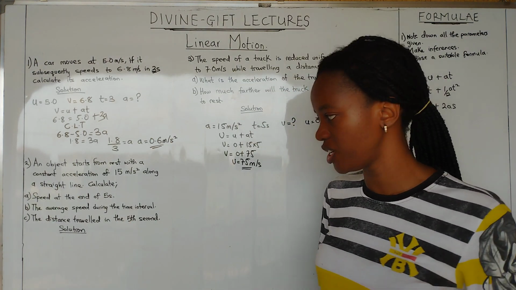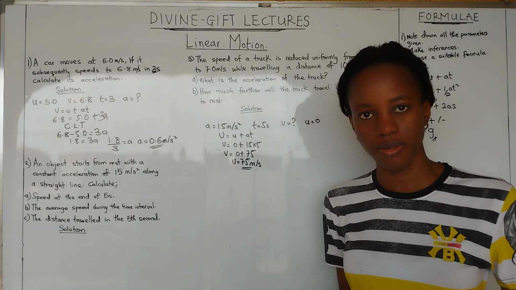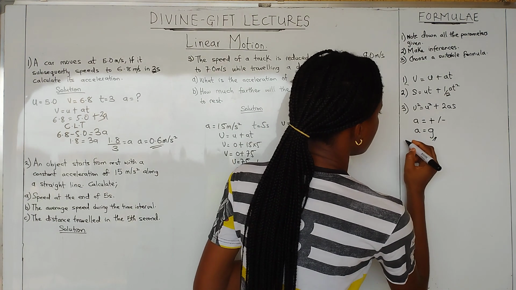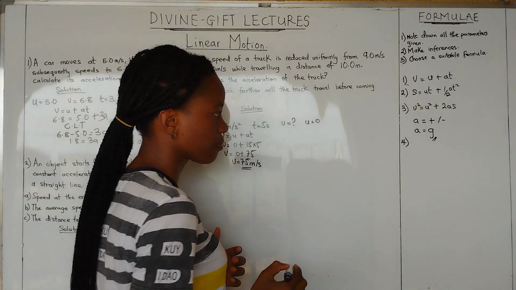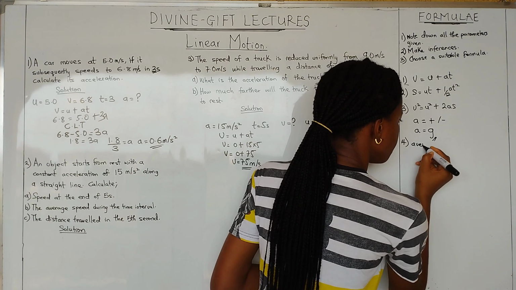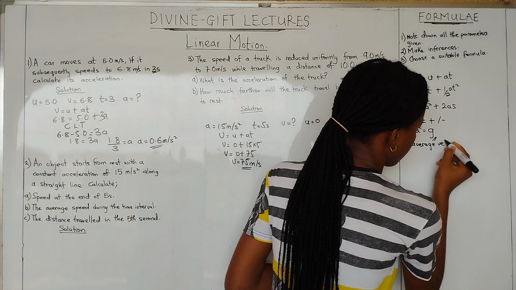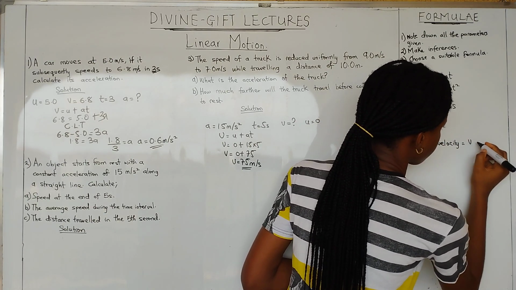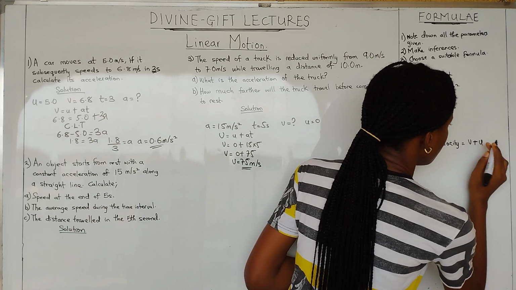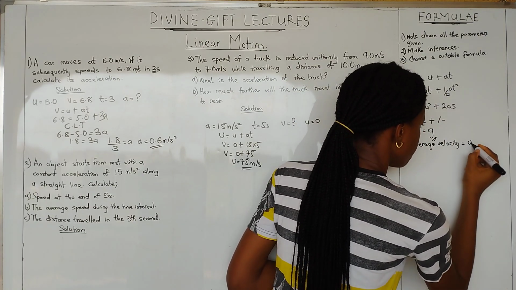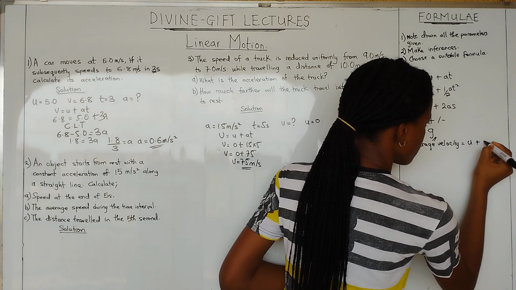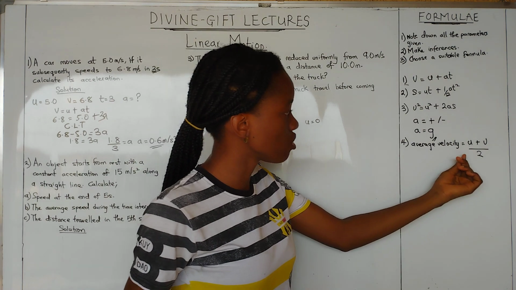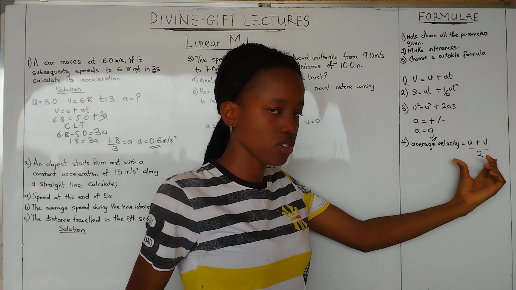Now going over to 2B, they said the average speed during the time interval. Now, what's the formula for average speed? Okay, we didn't note that down, but let's note it down now. Formula for average speed or average velocity. Average speed or average velocity is equal to what? Initial velocity plus final velocity all over 2. So take note, average velocity is equal to initial velocity plus final velocity all over 2.